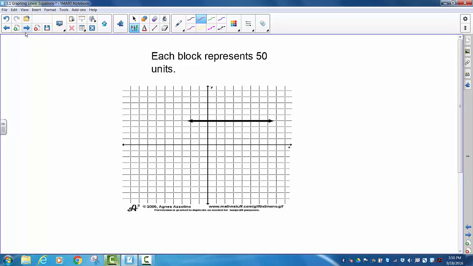Alright, now I believe it's your turn. Each block represents, no, it's not your turn. Each block represents 50 units. Tell me what the x-intercept is. Remember, the x-intercept occurs where the line goes through the x-axis. But what do you notice here? This line never crosses the x-axis. So there is no x-intercept. But there is a y-intercept. 1, 2, 3, 4 times 50 is 200. So that means the y-intercept is 200.